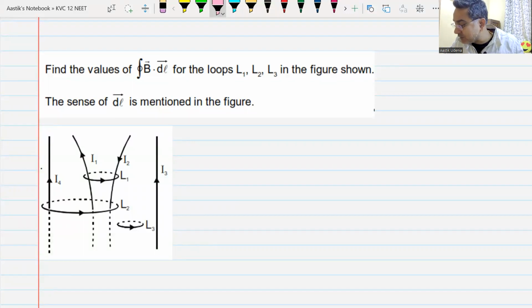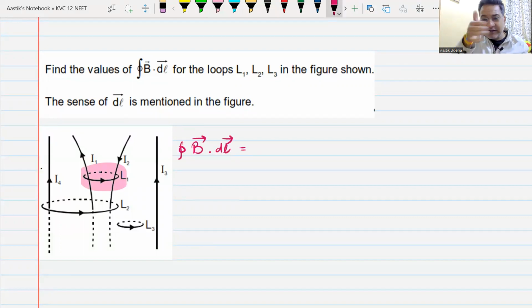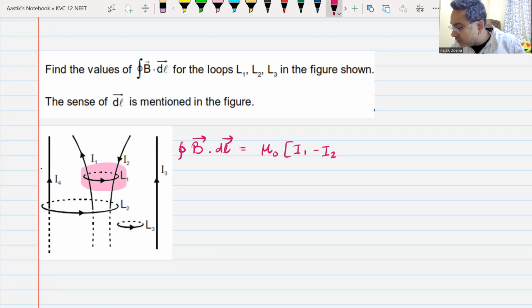So how are we supposed to do this? It's very simple. Let us first concentrate on this loop. This loop is L1. I'll do it for this loop, and then I hope that you can do it for the other loops. The integral of B dot dl for this pink loop. Remember, the current is like this. Whatever is going up is positive, whatever is going down is negative. I1 is moving up, I2 is moving down. So it will be equal to mu naught into I1 minus I2.